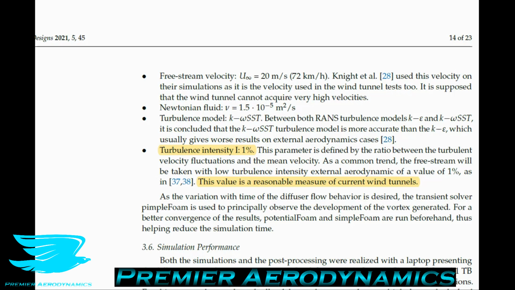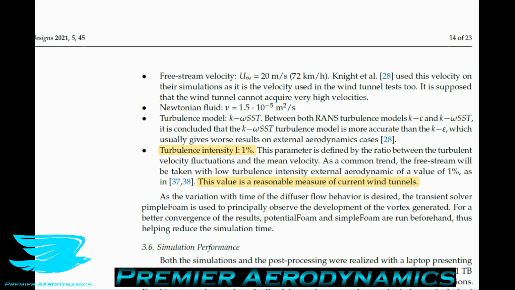So if you go into a typical aerodynamic wind tunnel, the turbulence intensity will usually be less than 1%. So it would be between 0.1% and 1%. 0.6, 0.7% is about average. So that's in a wind tunnel.